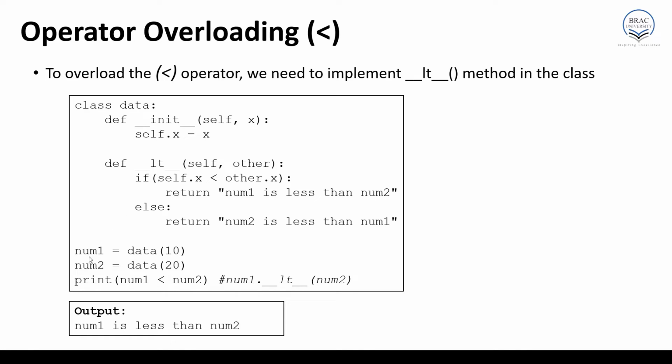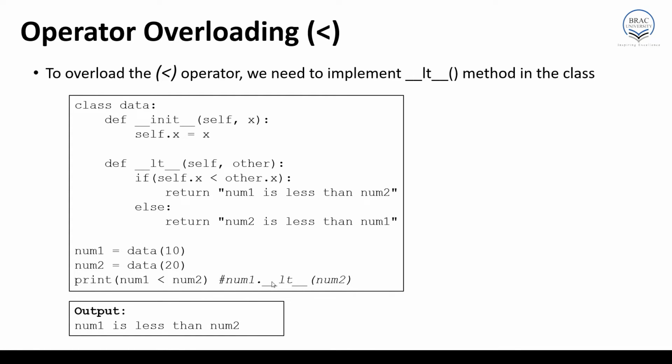So we have created two instances of my data class, and I'm checking if number 1 is less than number 2, right? When I'm saying number 1 less than number 2, automatically this method will be called, because we overloaded or implemented this method in our class. Inside this method we are receiving our own reference, that means self, and number 1 less than number 2 will be converted internally to number 1 dot double underscore LT number 2. So this thing and this thing are same.